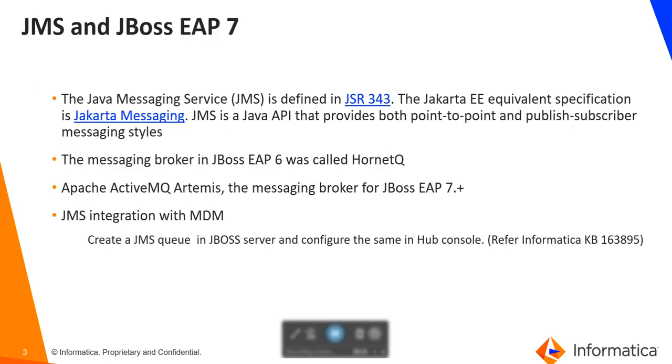So let's talk about JMS and JBoss EAP 7 first. JMS is nothing but the Java Messaging Service. It's a Java API, which provides both point-to-point and publish-subscribe messaging styles. In JBoss EAP 6, earlier, HornetQ was the messaging broker. From version 7 onwards, we have Apache ActiveMQ Artemis.